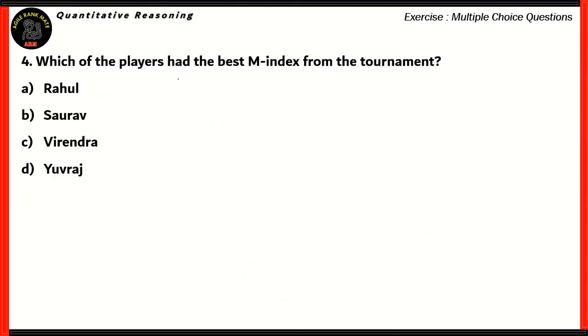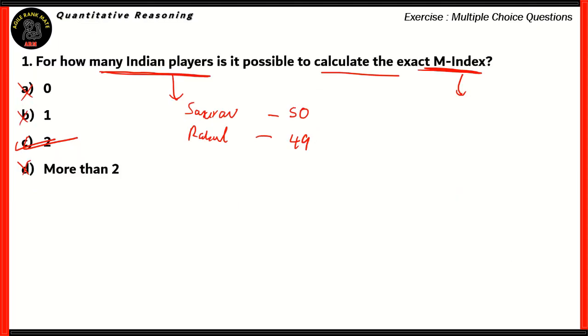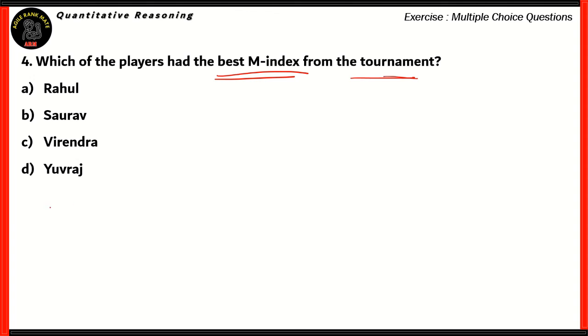Now question number 4. Which of the players had the best M index from the tournament? Rahul, Saurav, Virendra and Yuvraj. Now if we look at our first question, we see that Yuvraj, Virendra and Kaif cannot get an M index. The reason why they cannot get an M index here, we discussed that in the first question. It's because there are a lot of variables in the matches against South Africa and Australia. So Yuvraj and Virendra do not have an M index.